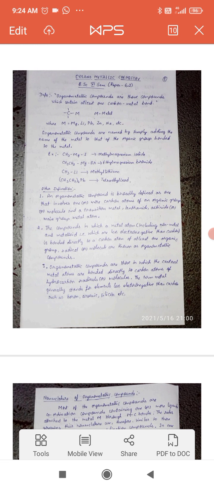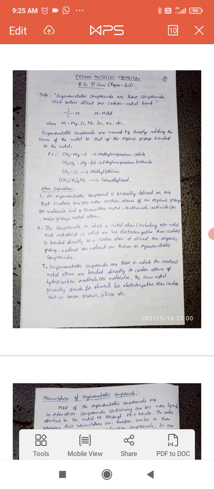So I will be taking inorganic chemistry from paper 6.2. Today we shall see the first topic, organometallic chemistry. First of all, we should know what organometallic compounds are. Organometallic compounds are those compounds which contain at least one carbon-metal bond. That means it should contain one carbon and a metal.